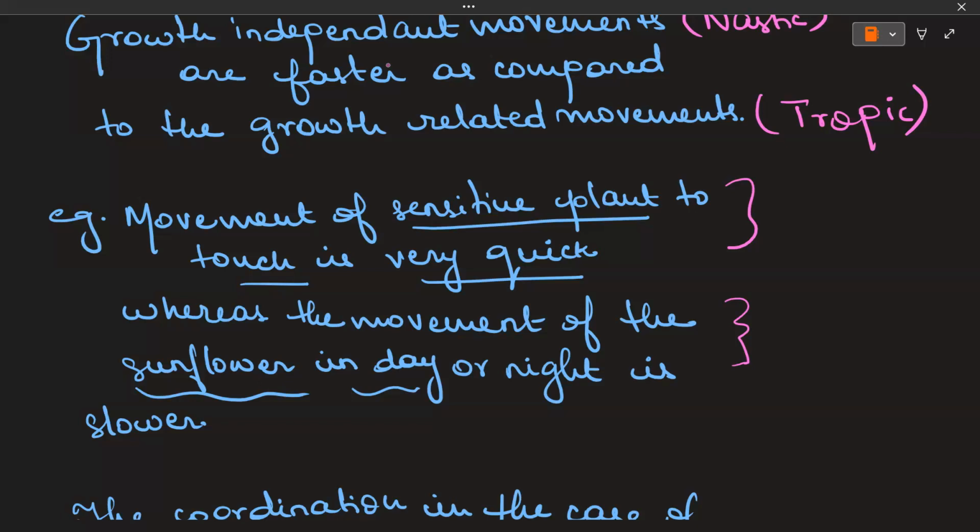But you do know that it takes a while for the seed to give out the plant, right? Yes, ma'am. So, if you touch a touch-me-not plant, it will quickly close, and that is a nastic movement. But if you want to grow a plant, that would be slow. So always remember that the nastic movements, the growth independent movements, are faster compared to the growth related movements. Meaning the nastic movements are faster than the tropic movements. Got it? Any doubts up till now? No, ma'am.